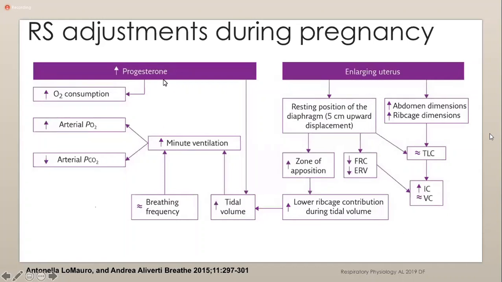So while these progesterone mediated changes are due to the chemical changes in the body, the enlarging uterus causes some mechanical changes as well. The abdominal dimensions and the rib cage dimensions increase, and this would cause some increase in the inspiratory capacity. Also, because the diaphragm ascends a little upward, some of the lung volumes and lung capacities, like the functional residual capacity and the expiratory reserve volume, are reduced. So these are some of the changes during pregnancy, which are due to progesterone and the enlarging uterus.